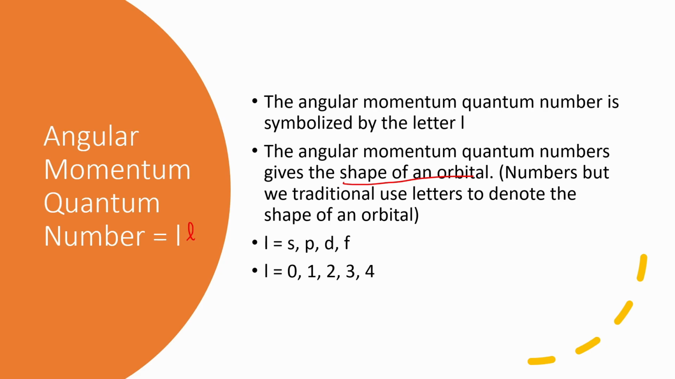We traditionally use numbers, but we can also use letters to denote the shape of an orbital. What is common is that we use letters instead. So we have our S, our P, our D, and our F. S is usually a sphere. P is a dumbbell. D is a cloverleaf. And F is something hard to describe as a shape. You can judge for yourself once you see the shape of the F orbital.